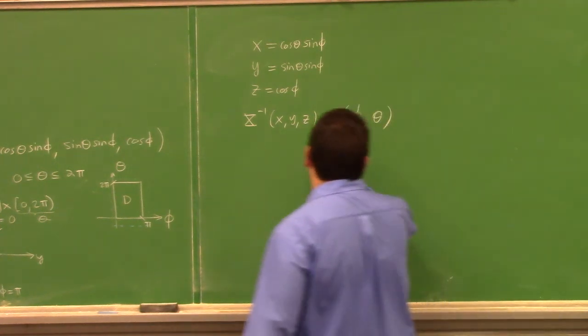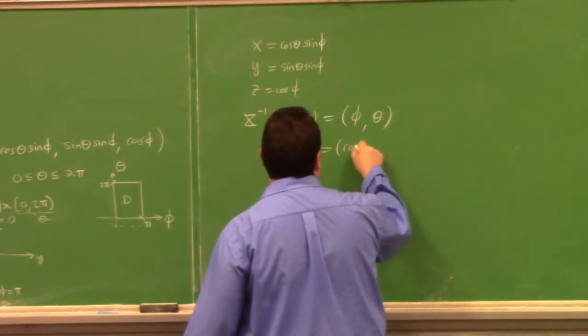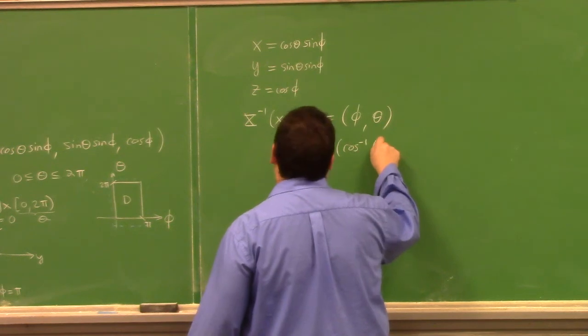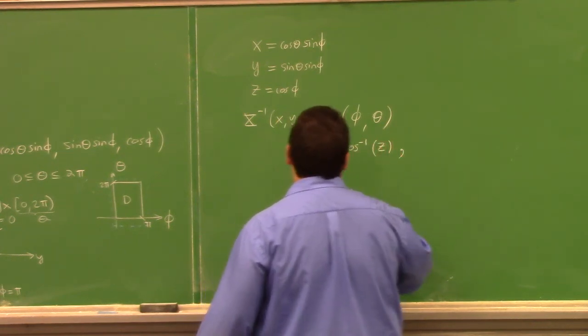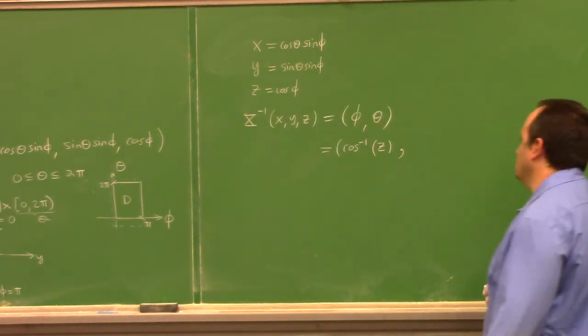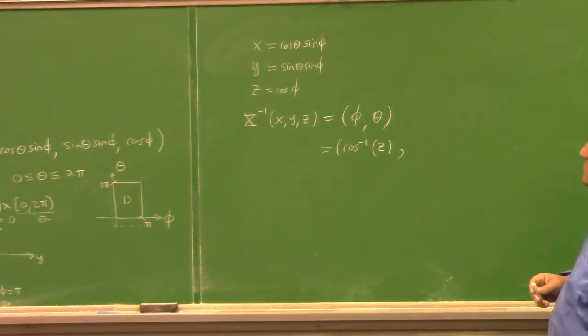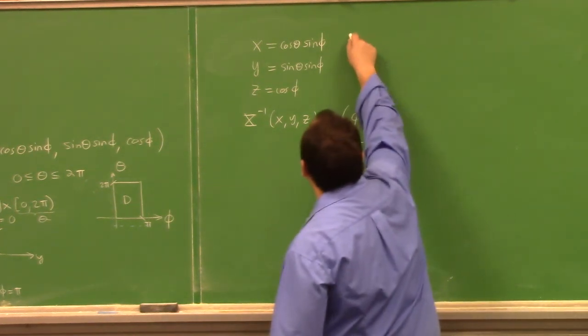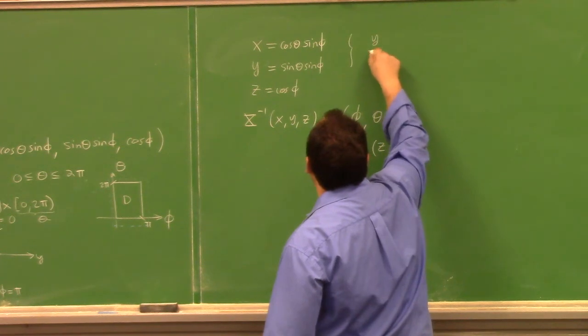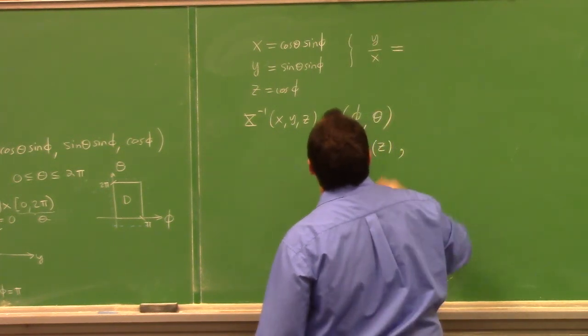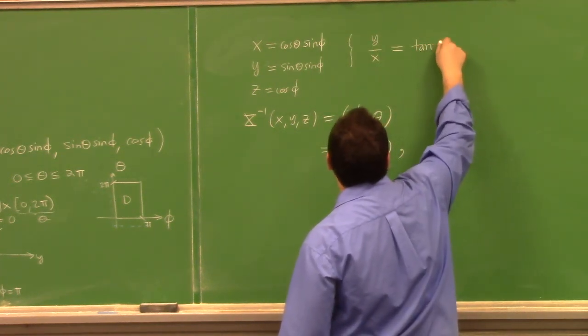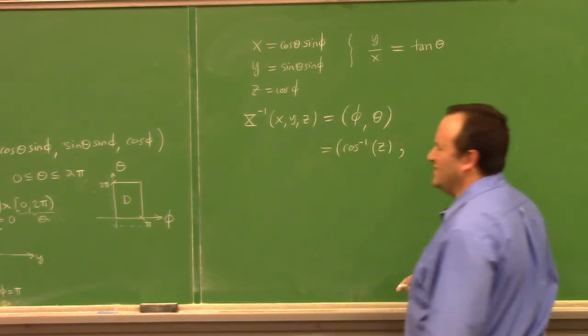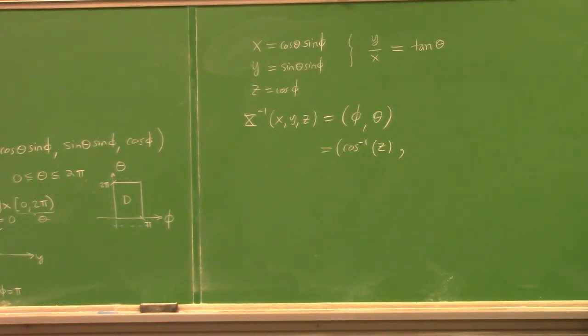All right. Cosine inverse of z. All right, great. Could you say that? Theta, you can't write in terms of phi. How about this? y over x is equal to what? Tangent theta. The phis cancel, don't they? Assuming that what?